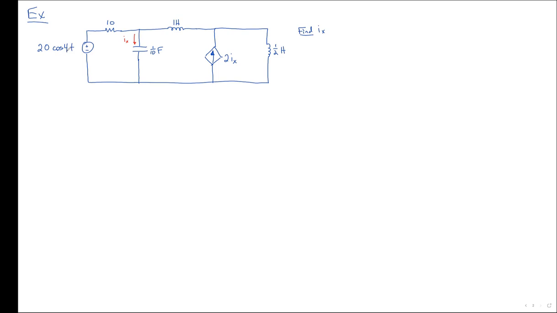You've got a cosine. There's no u of t. If there was a u of t, you couldn't do phasors; you'd have to use another method. But with no u of t, that cosine's been there forever. All of these components have been there forever. There's no switches. There's nothing changing. So we're definitely in sinusoidal steady state.